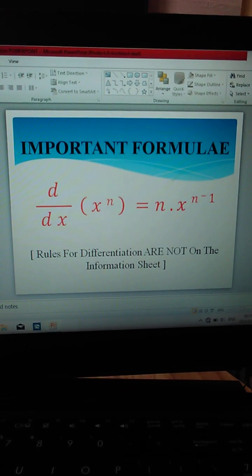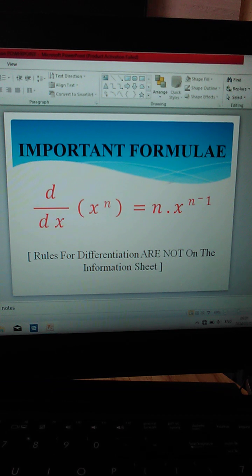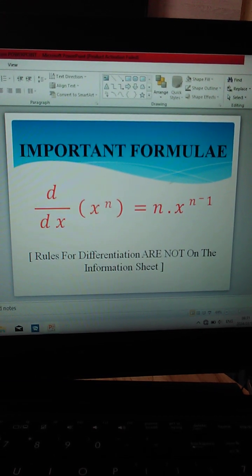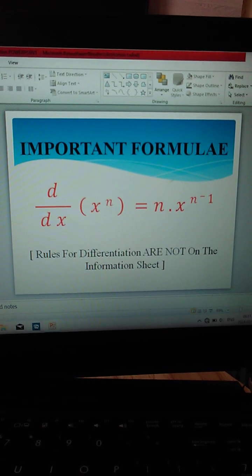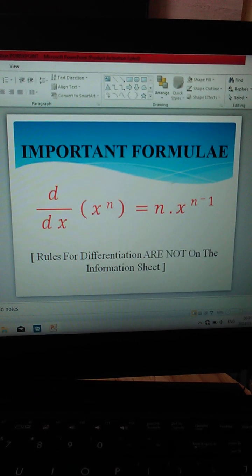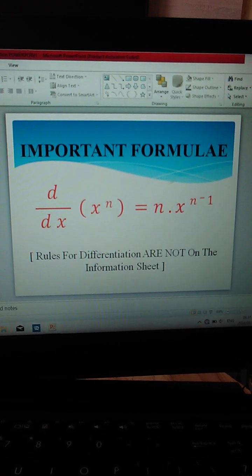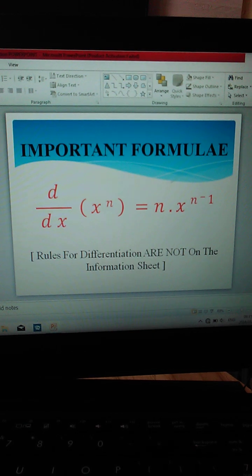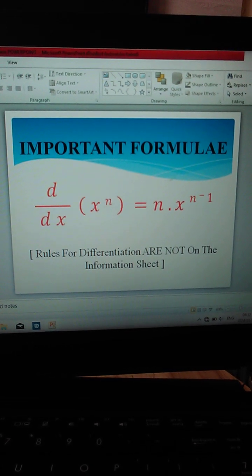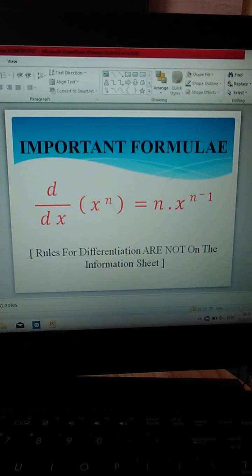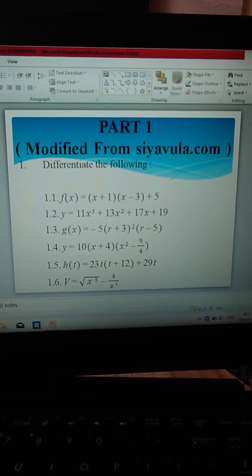So the important formula that you need to remember is that the derivative of x to the power of n is equal to, first you bring down n and then you subtract 1 from the exponent, right? That's the general rule. The rules for differentiation are not on the information sheet, so just be aware of that. And then the derivative of a constant is 0. So just take those down. I modified those from Siyavula.